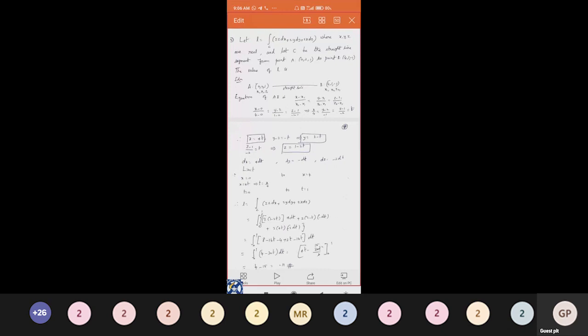And let capital C be the straight line segment from point A (0, 2, 1) to point B (4, 1, -1). What is the value of L? So let us understand the given question.